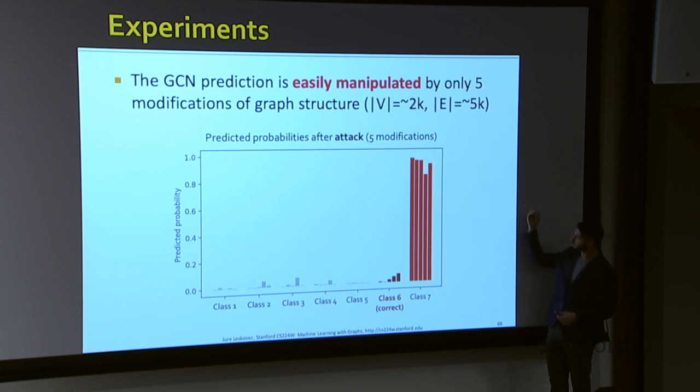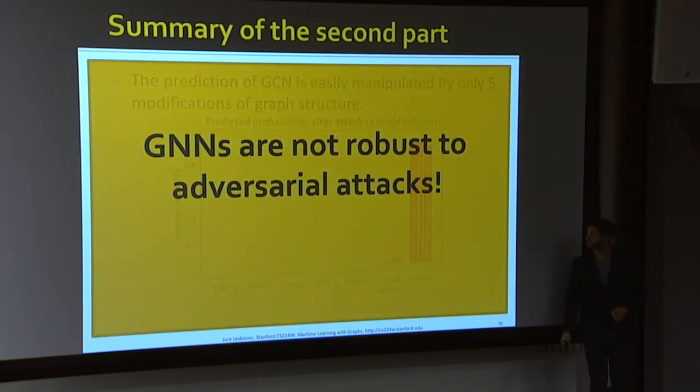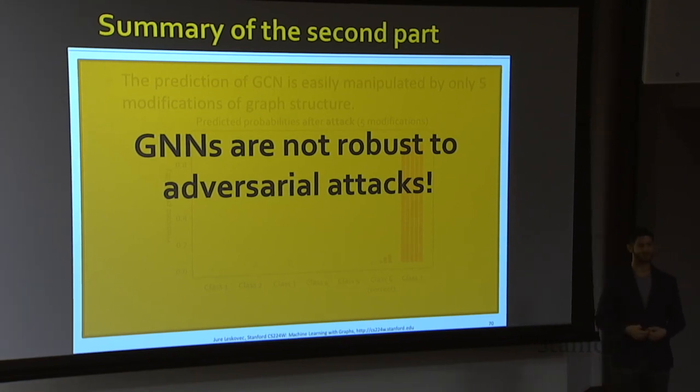So this is to remind you what we were mentioning at the beginning of this part, where we said how much you need to interfere with the graph structure in order to obtain a successful attack. And as the results show, it is a very small amount of modifications, okay? So that's why this technique is very powerful. I hope I convinced you that GNNs are not robust to adversarial attacks now.